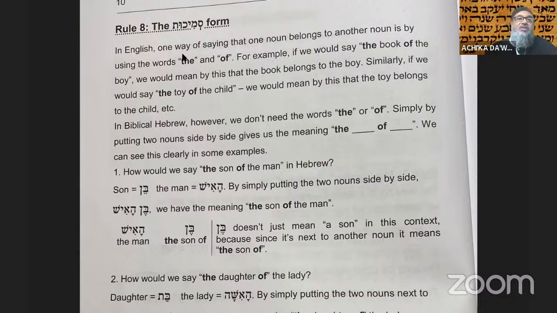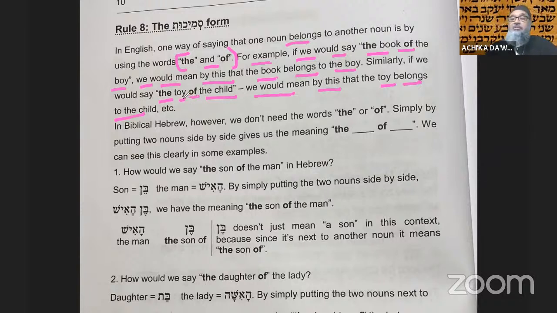So in English, one way of saying that one noun belongs to another is by using the words the and of. For example, if we would say the book of the boy, we would mean by this that the book belongs to the boy. So the idea of the and of gives us what you would call possession or ownership. Similarly, if we would say the toy of the child, we would mean that the toy belongs to the child, etc.